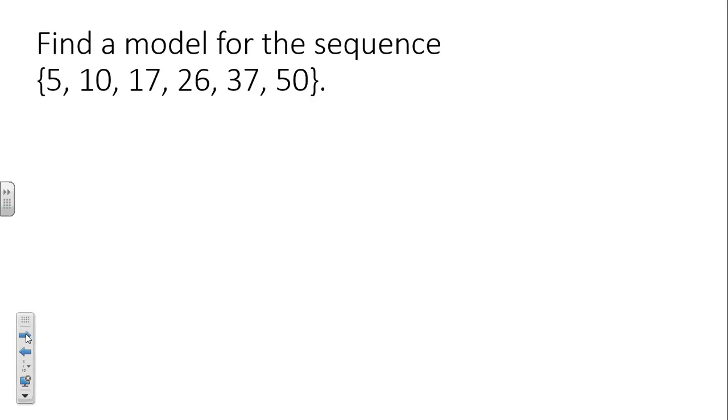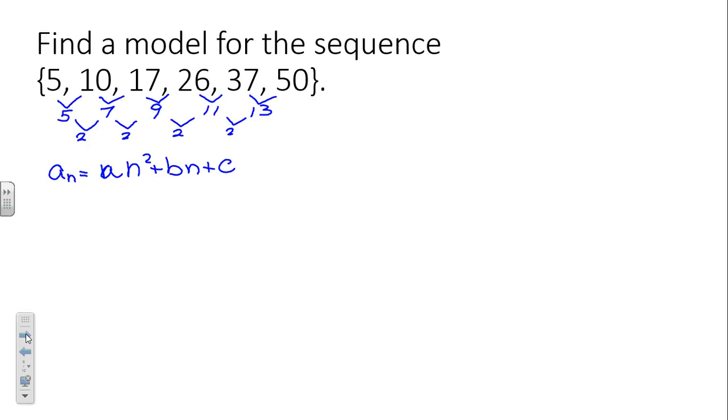So now we want to find a model for the sequence 5, 10, 17, 26, 37, 50. First differences are what? 5, 7, 9, 11, 13. All right, so now the second differences are all 2's, aren't they? So we know it's quadratic. Okay. Once we know it's quadratic, we're using the form A sub n is some A times n squared plus some B times n plus C. And we've got to find out what A, B, and C are.